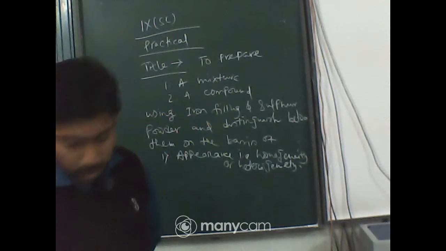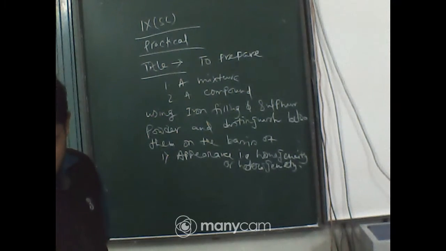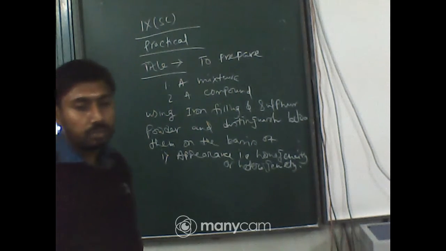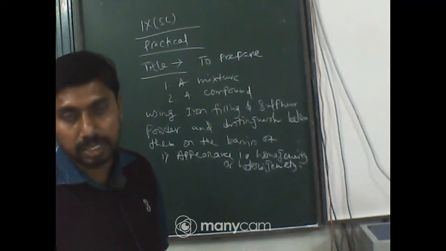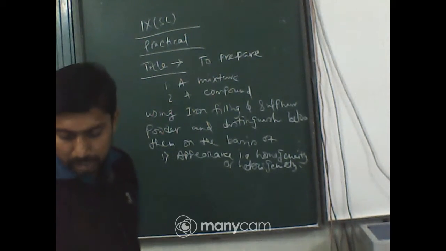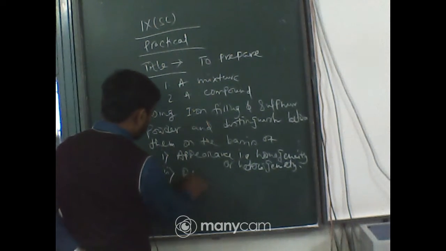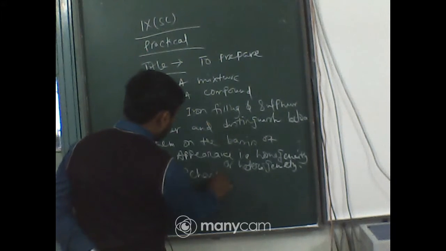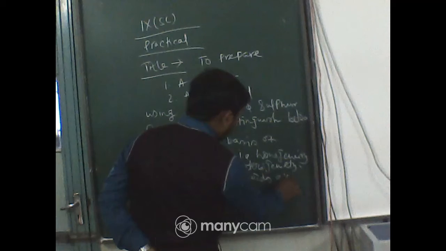So, it is in your class, that is appearance, that is homogeneity or heterogeneity. Those who have not kept up with the YouTube videos will lag behind. For this I am just repeating it. Number 2 is behavior towards a magnet.